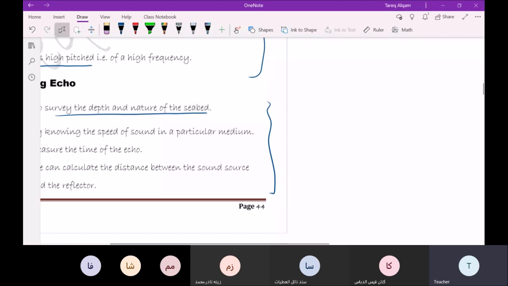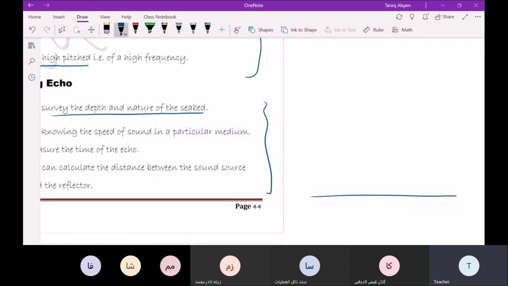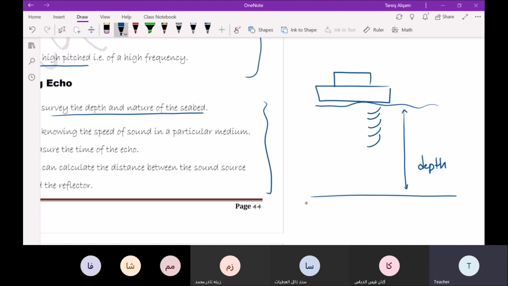For example, if I want to investigate or know the depth of the sea, this is the depth. Okay, here, let's say this is a ship, whatever. The ship here will send waves. These waves will be reflected back again. Okay, will be reflected back.